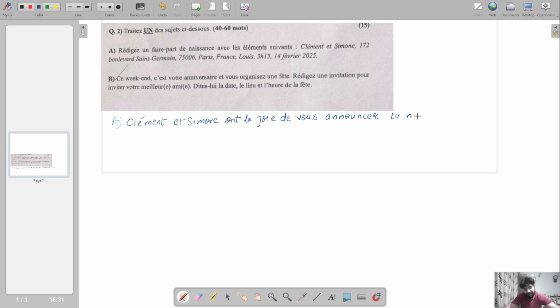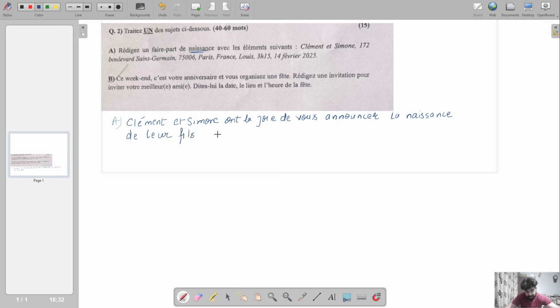Now I have to write about the birth part. So I have the spelling here. Okay, so I'll just write "naissance", "naissance". So the sentence becomes: "Clément et Anne ont la joie de vous annoncer la naissance". Now I have to write about their child. So I write "leur". "Leur" basically because they are plural, and then I have to write "fils".